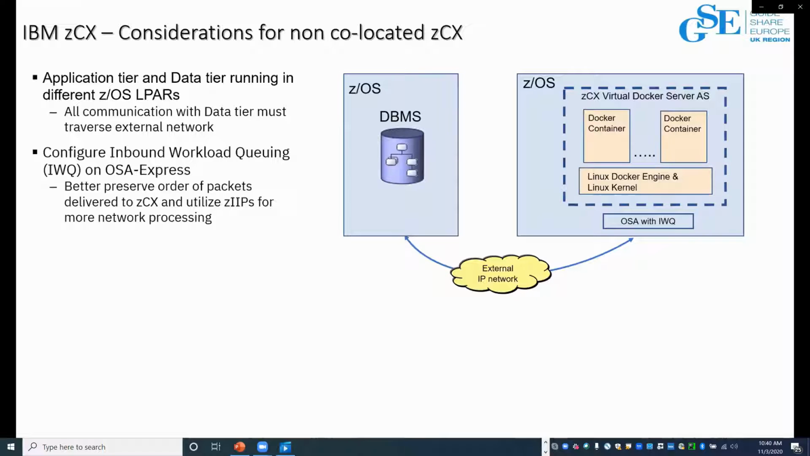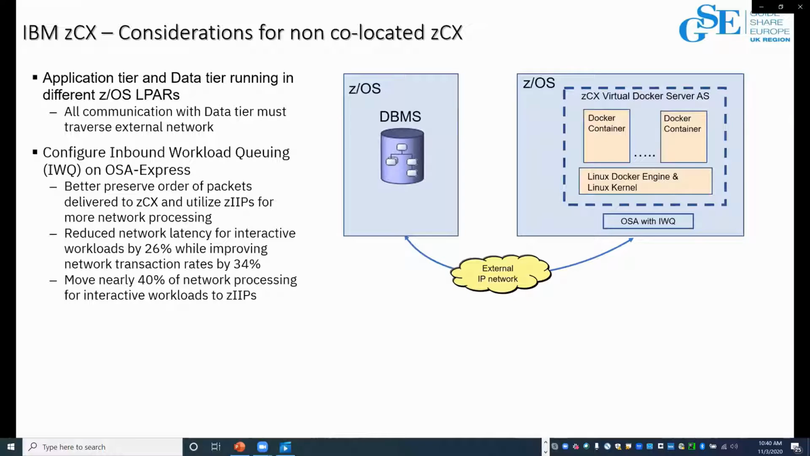Inbound workload queuing, or IWQ, is an OSA-Express feature that allows inbound packets to be separated based on workload traffic type. When configuring IWQ and using zCX, any inbound packets destined to a Docker container in zCX would be separated from packets targeting other z/OS applications. This separation allows for better ordering of packets being delivered to zCX, thus reducing unnecessary retransmits due to out-of-order delivery. This separation also enables the z/OS processing of these inbound zCX packets to be scheduled to run on zIIPs.